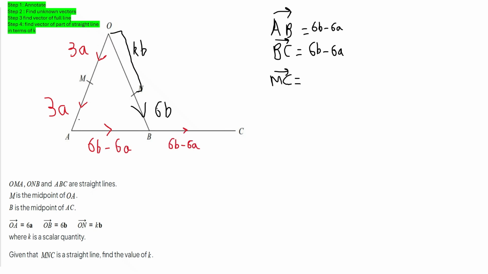Now the next thing you want to do is find the vector of the full line. So MC is a straight line, and the vector MC would give us the full vector of the straight line. To get from M to C, we'd have to go from M to A, then A to B, and then B to C.